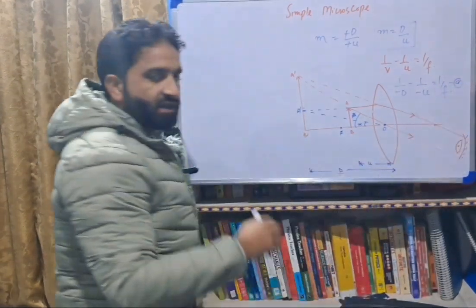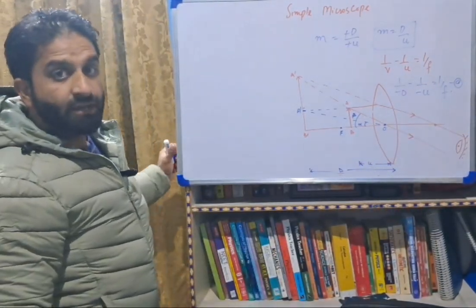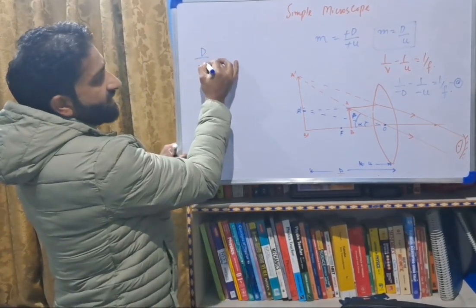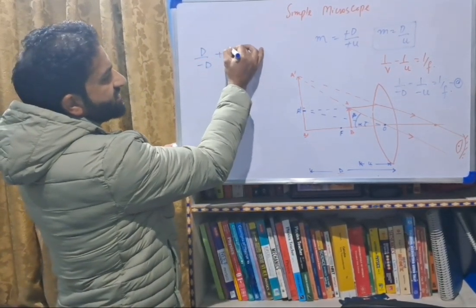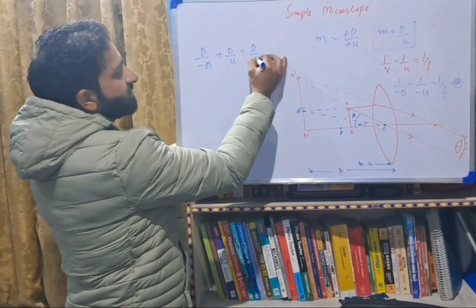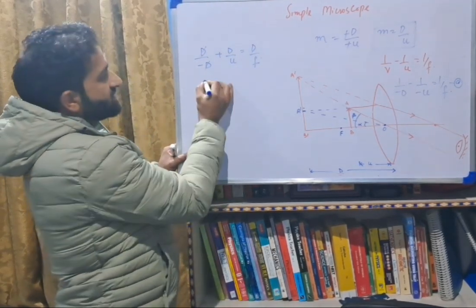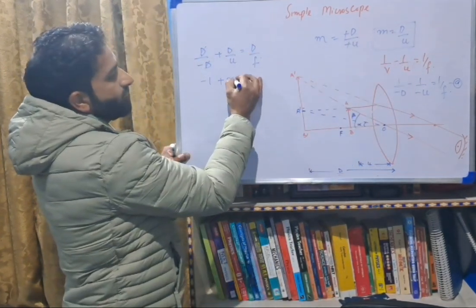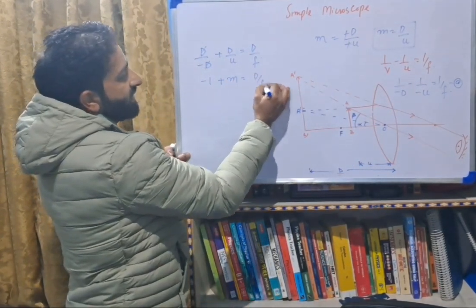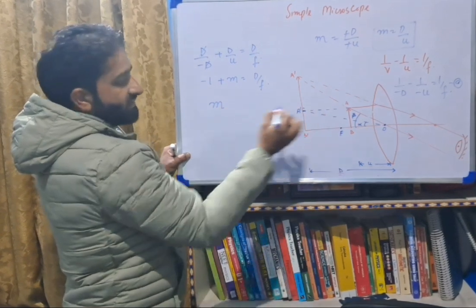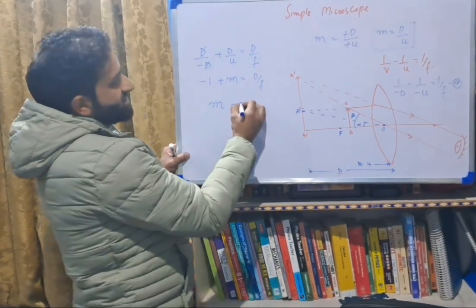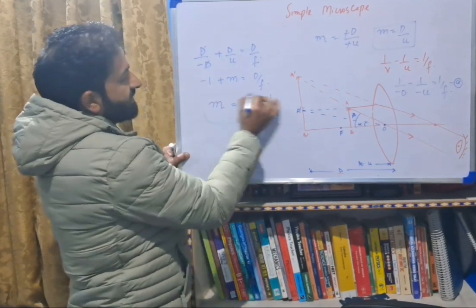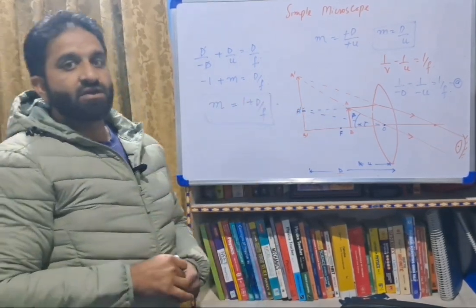Let this equation be A. Multiplying equation A by D, we have D divided by minus D plus D divided by U is equal to D by F. Here D and D go, that is equal to minus 1 plus D by U. D by U is M, so M is equal to D divided by F. So magnification of this simple microscope is equal to 1 plus D divided by F.